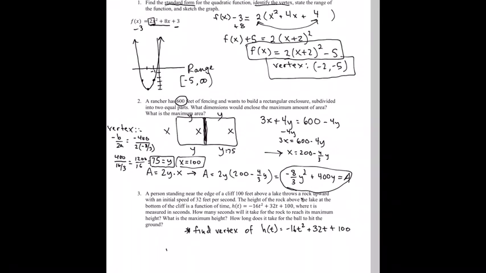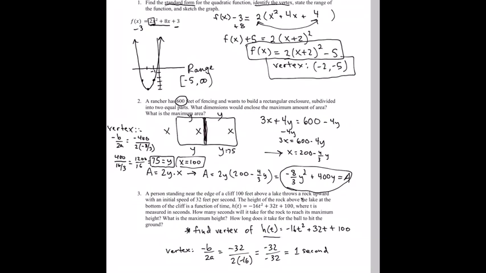So we're going to use the vertex formula. Opposite of b over 2a, the opposite of b is negative 32 over 2 times a, so it's negative 32 over negative 32, which equals 1. And this is in terms of t, which stands for time. So time here is measured in seconds, so I know this is 1 second. So this answers this first question: how many seconds will it take the rock to reach maximum height? It's 1 second. What is the maximum height?